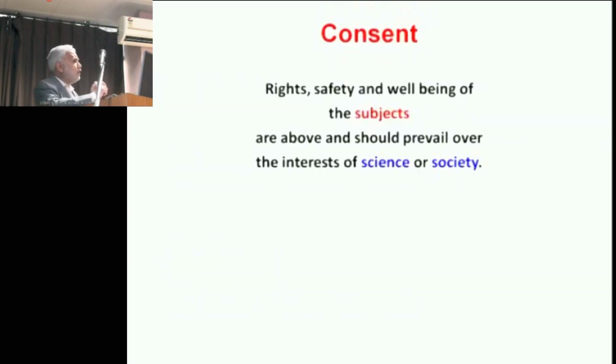The basic principle of autonomy is so stringent that parents can even refuse vaccination. The safety and well-being of the child is above, and should prevail over, a very debatable issue. You can't say that science will benefit or society will benefit, so I can do this research which will harm the subject. No, that cannot be done. Consent cannot be bypassed.